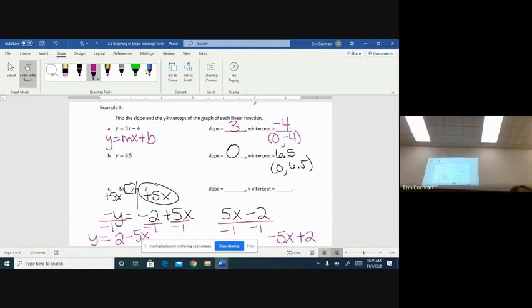All right, now are we in y equals mx plus b form? Yes, what's my slope? What's with x? -5. And what's my y-intercept? 2, or 0, 2.